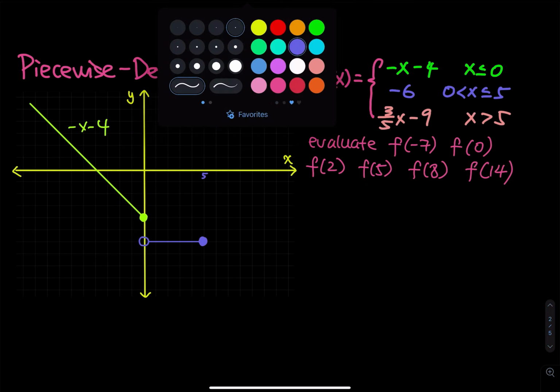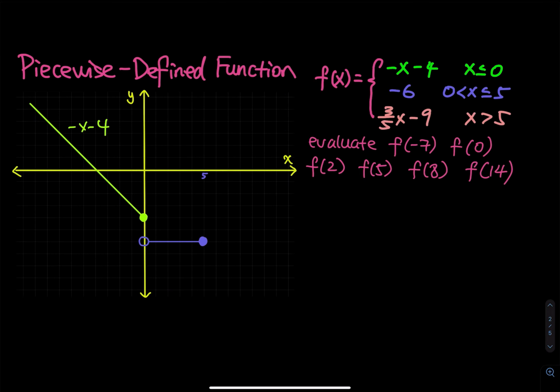And then the last piece we have 3 over 5 x minus 9, right? And then when x is greater than 5. So when x is equal to 5, what do we get? When x is equal to 5, we have 3 minus 9, which is equal to negative 6, all right? And then that means we start right over here.